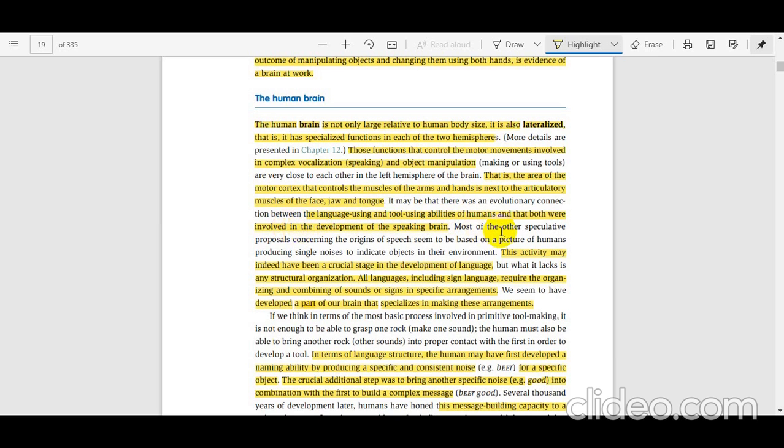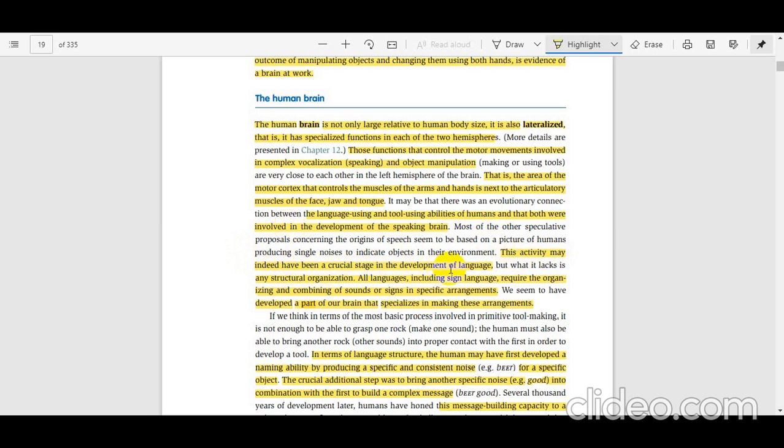Most of other speculative proposals concerning the origins of speech seem to be based on a picture of humans producing single noises to indicate objects in their environment. More importantly is to move to the highlighted lines right here. Now, this activity may indeed have been a crucial stage in the development, يعني مرحلة انتقالية مهمة جدا, in the development of language في تطور اللغة.